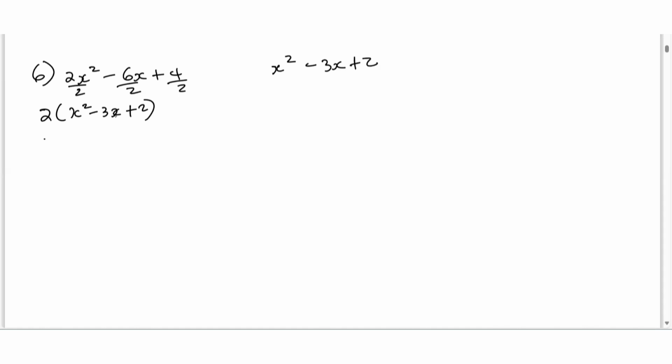And we're going to try to factorize this by the AC method. So let us take out what is A. It's 1, because this is a 1 here. And then what is B? It's negative 3. And what is C? That is 2. Now let us write AC. It really means that A must be multiplied by C. So 1 times 2 is 2. The factor pairs are just 2 and 1.